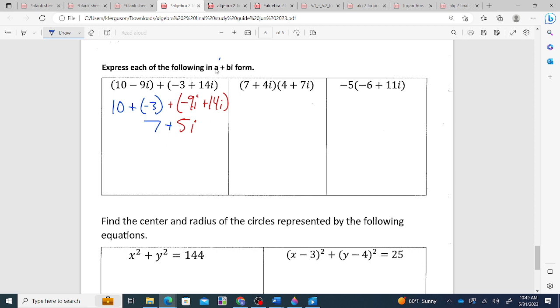Now, getting it in a plus bi form, if a is 0, then you're just going to have the imaginary number. Or if b is 0, you're just going to have the real number.